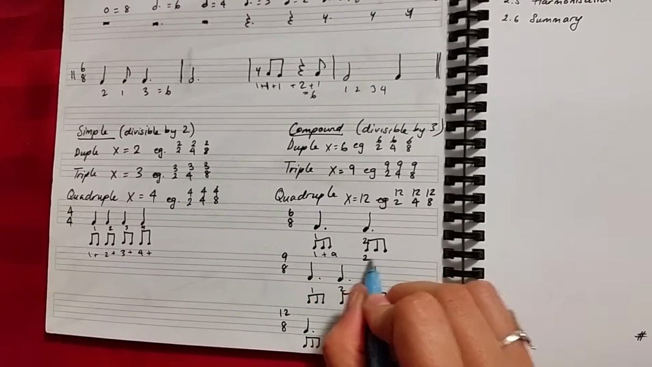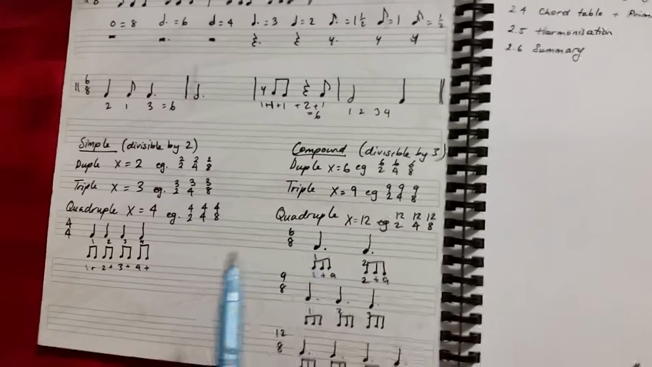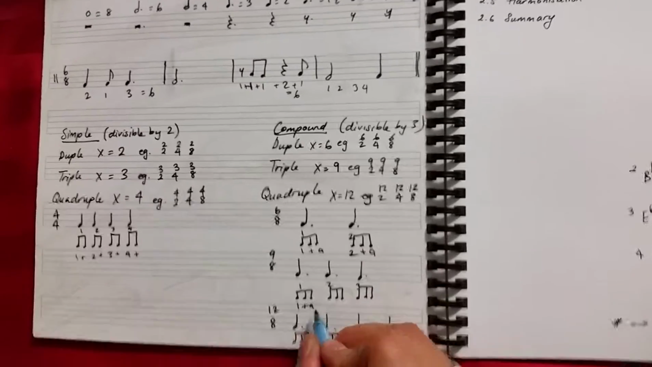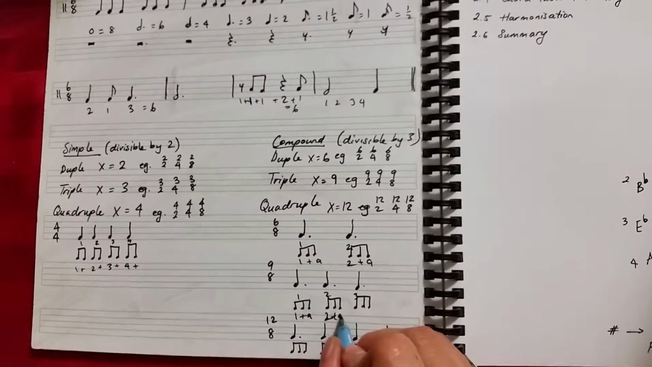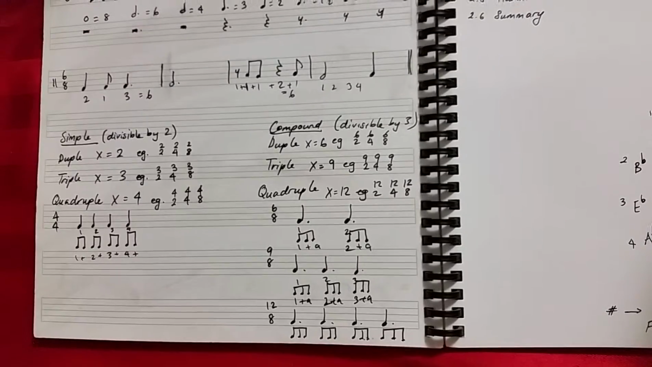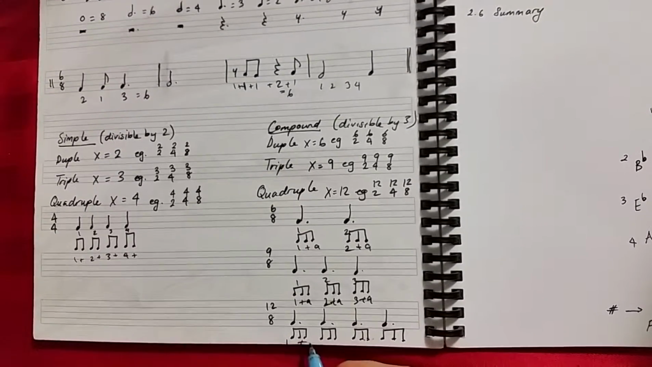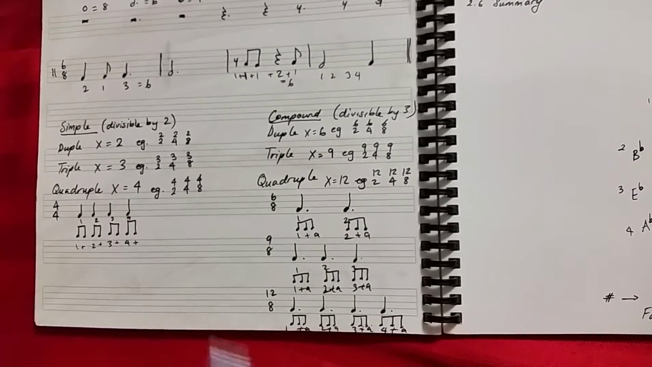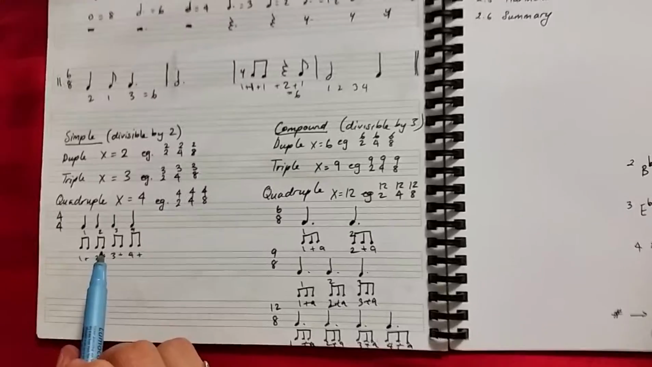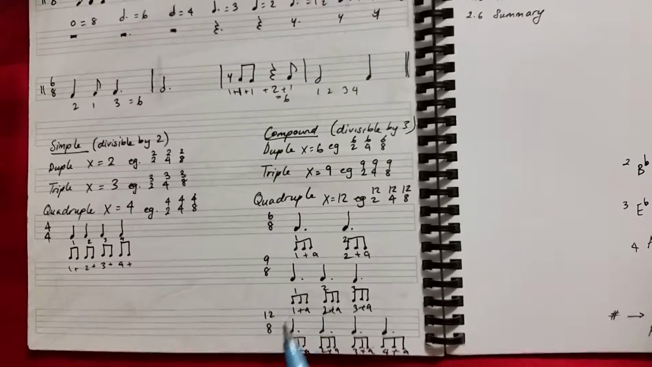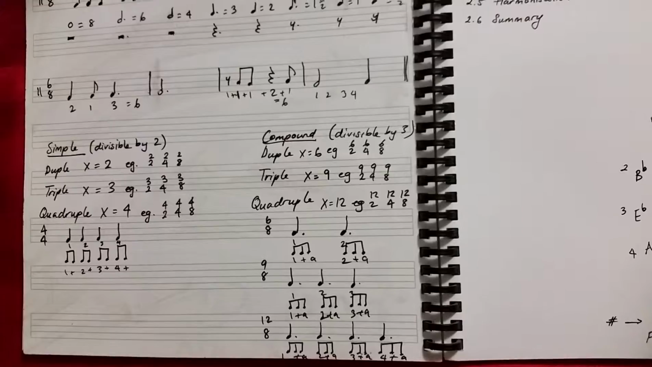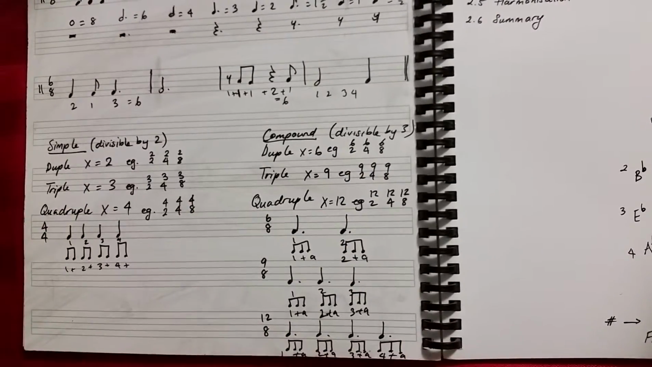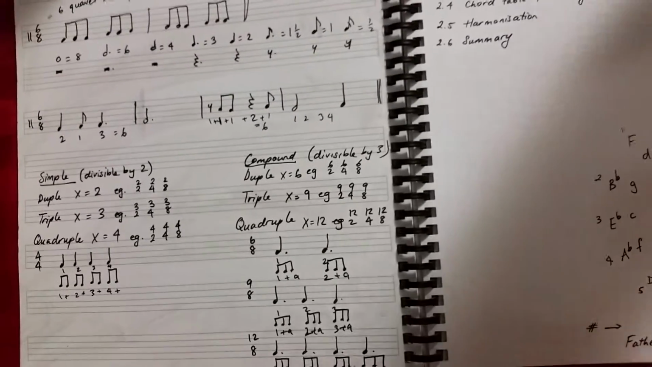1 and 2 and. So instead of going 1 and 2 and, we go 1 then 2 and, and if you did triple, 1 then 2 and 3 and, 1 then 2 and 3 and, and quadruple, 1 then 2 and 3 and 4 and. Can you see how much more compound it is than 1 and 2 and 3 and 4 and? That's what makes compound time. It's divisible by 3. Simple and compound. Gotta know the difference. That is all for time signatures. Thank you all.